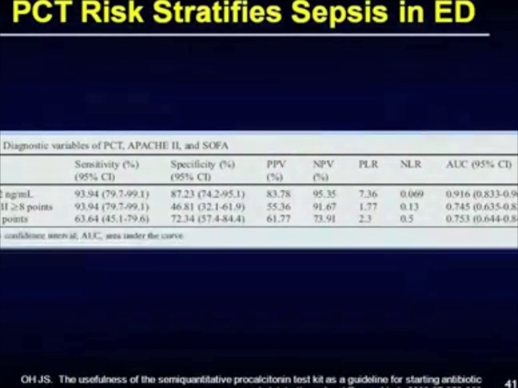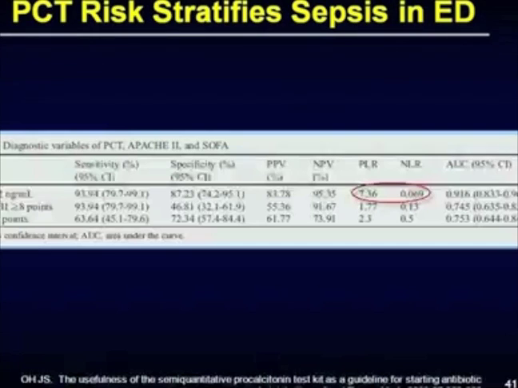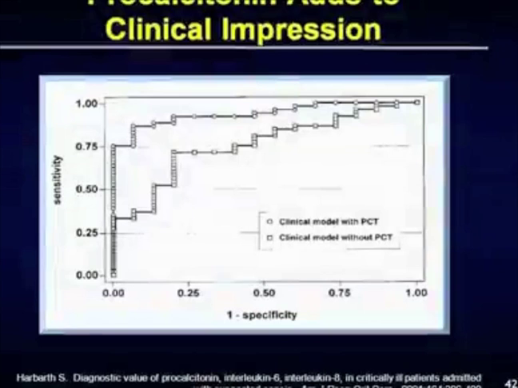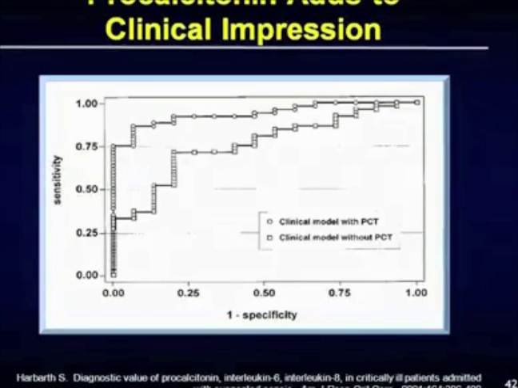Again, if you look over here on the right-hand side, the positive likelihood ratio of 7.36 for a procalcitonin greater than 2 in predicting presence of sepsis, as well as a negative likelihood ratio of 0.069 in excluding the presence of sepsis is very good and shows an area under the curve of 0.916, which is an excellent characteristic of a marker.